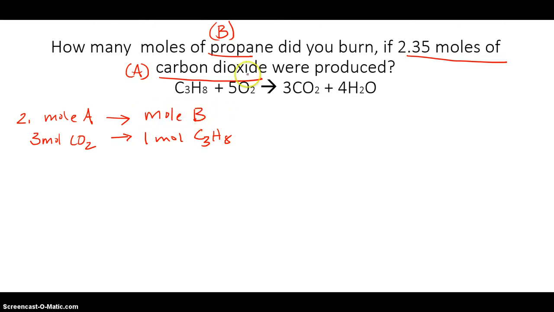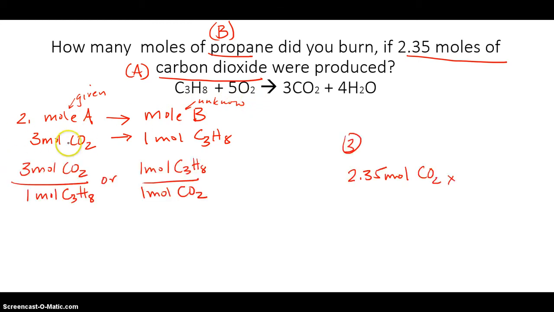Remember, B is your unknown. So I simply look at the equation. I see that it's 3 moles of carbon dioxide to 1 mole of propane. Remember, this is your given, and this is your unknown. So the next step is I'm going to make my tiles. You notice my tiles are exactly the same as the previous problem because it is the same proportion.